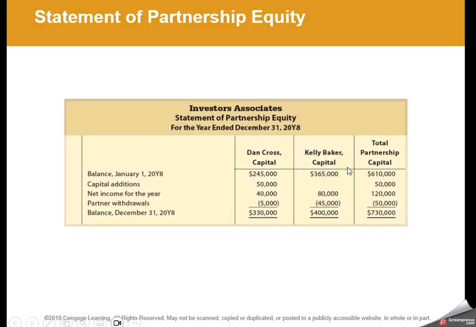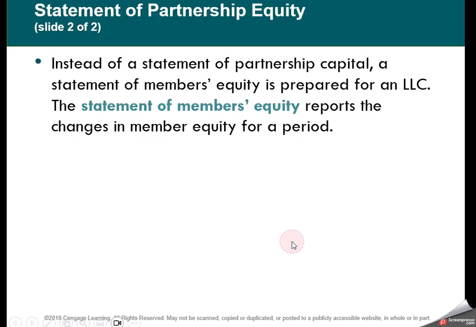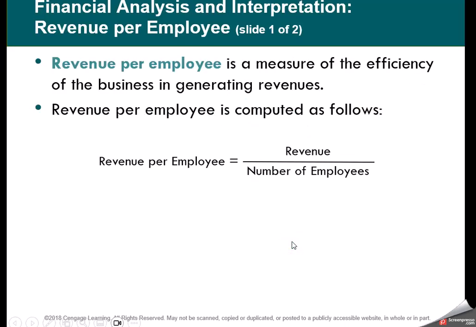And then there's always a statement that shows everything that happened. So what is your beginning year balance? What got added in? How did the net income get allocated? And then what withdrawals were made. And then that's your ending balance in your capital account. And that is always prepared at the end of the period.